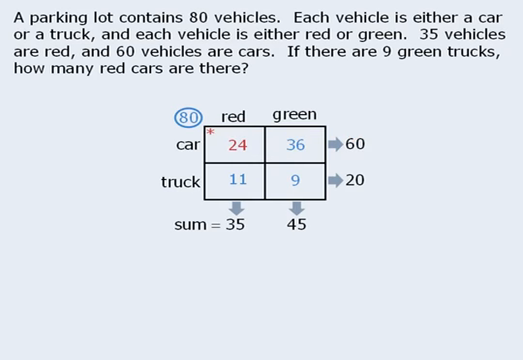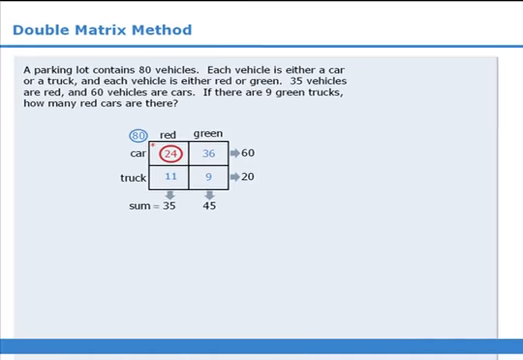So, of the 80 vehicles in the parking lot, there are 36 green cars, 9 green trucks, 11 red trucks, and 24 red cars. The question asks us to find the total number of red cars, so it's 24. As you can see, this method is great for effectively organizing information, and this will come in handy when you tackle more advanced questions.